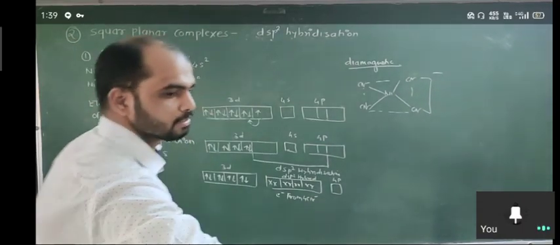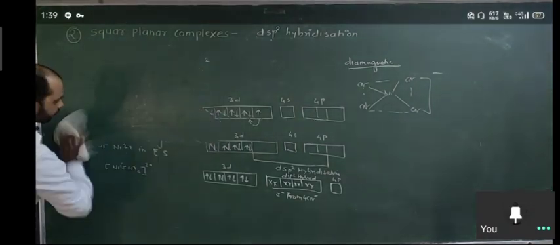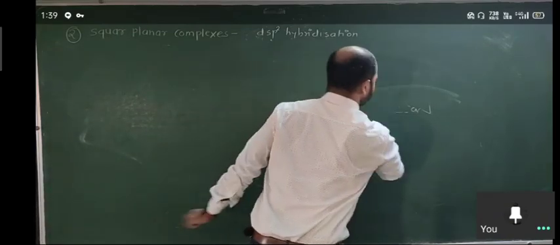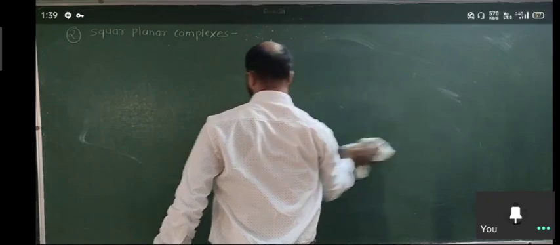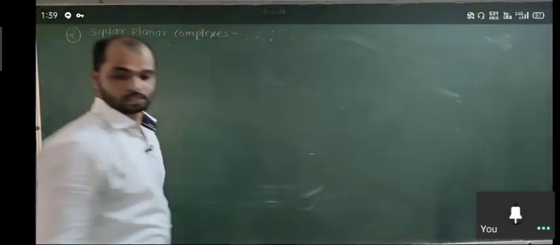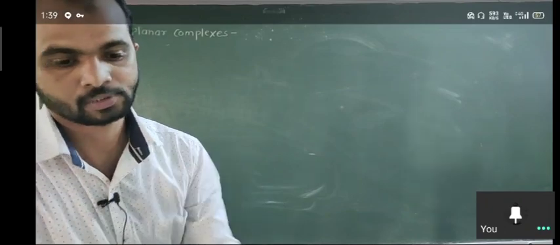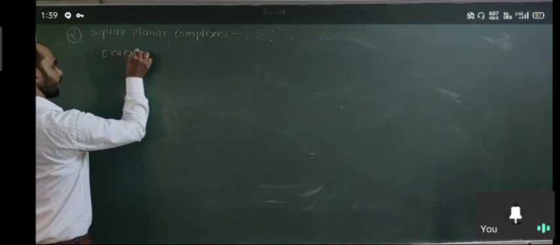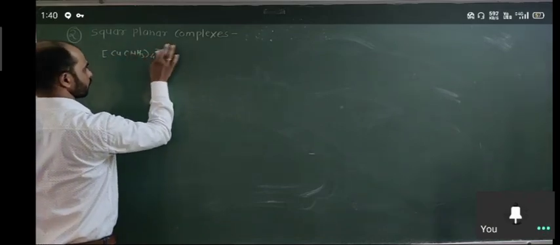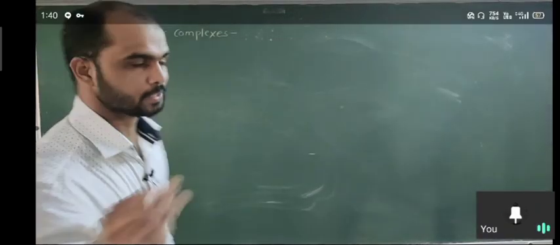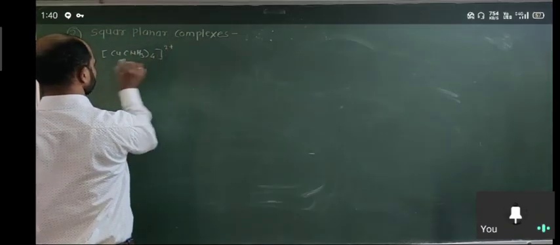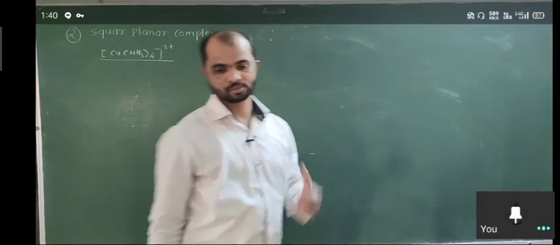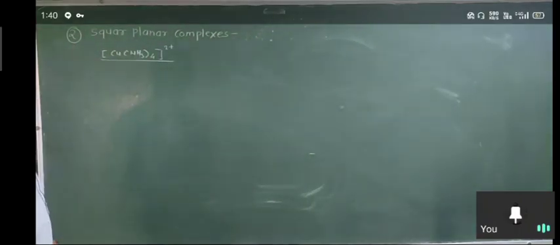So the next example is CuNH3 4, Cu(NH3)4 2 plus. And it is a controversial example, the example which shows the weakness of the valence bond theory.